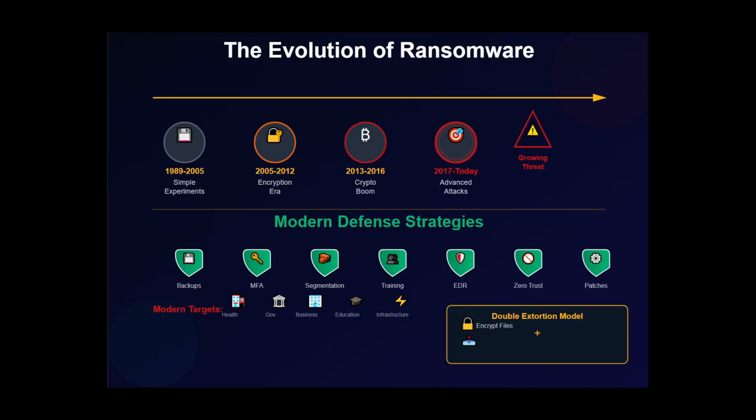And stage 4 is from 2017 up to today. Modern ransomware attacks are now a lot more dangerous. They no longer target only individuals. They target hospitals, schools, government networks, big companies, and critical infrastructure. Some of the major events that happened a few years back was the WannaCry attack. It was in 2017 and it affected more than 150 countries, shutting down hospitals and transport systems.